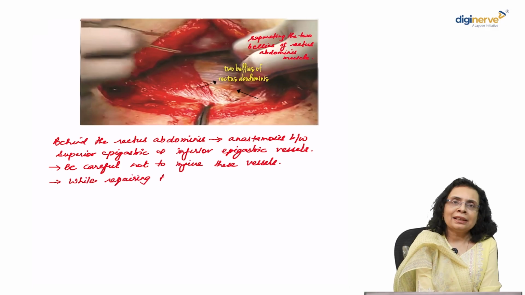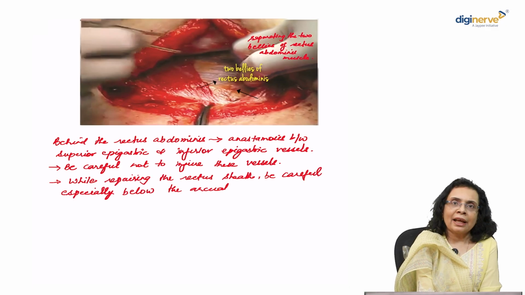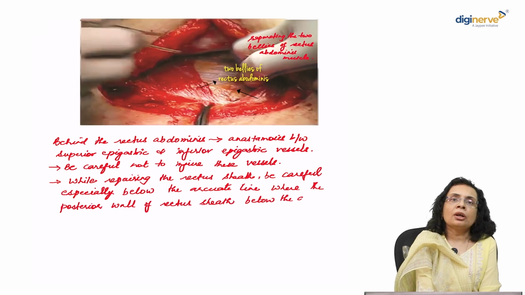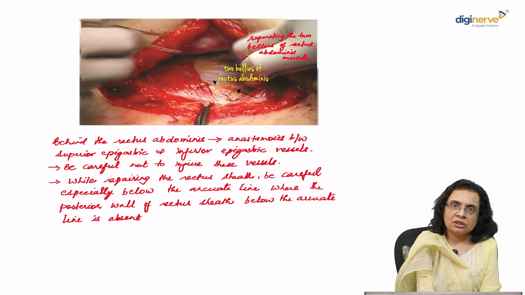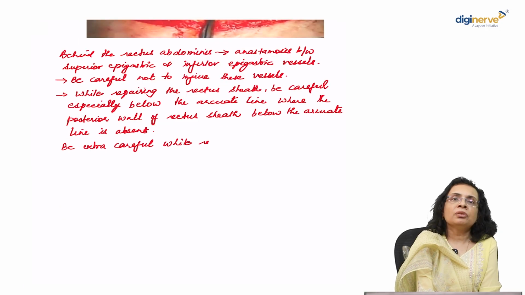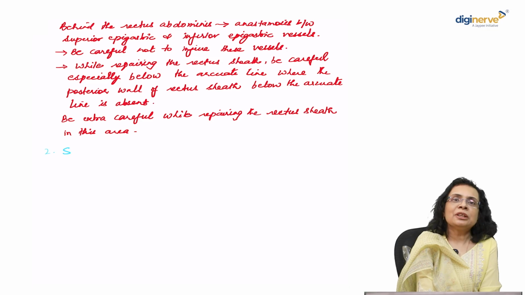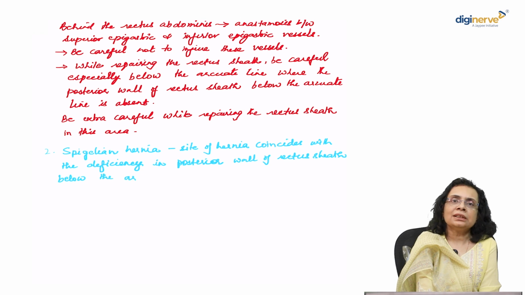Also, when you are repairing the rectus sheath, you have to be specifically careful below the arcuate line because, you know, the posterior wall of the rectus sheath beneath the arcuate line is deficient. So you have to be extra careful in repairing the rectus sheath in this area. The second is the hernia, because the site of the hernia coincides with the deficiency in the posterior wall of the rectus sheath.